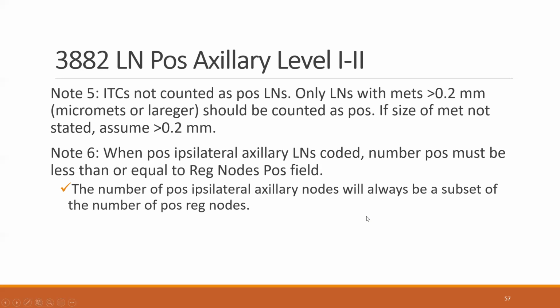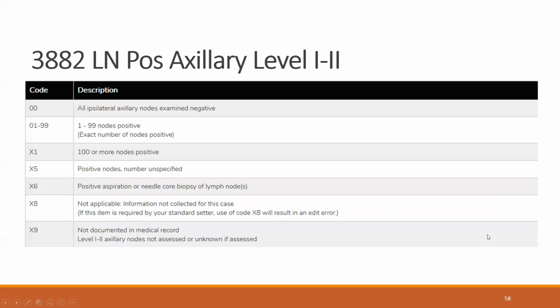Also keep in mind there's a checks and balance with this field and the regional lymph nodes positive and examined. If you do have positive axillary lymph nodes, the number positive in this field has to be less than or equal to regional nodes positive. This will always be a subset of that overall regional nodes positive field. So here's the basic codes. We're counting lymph nodes, how many were positive.